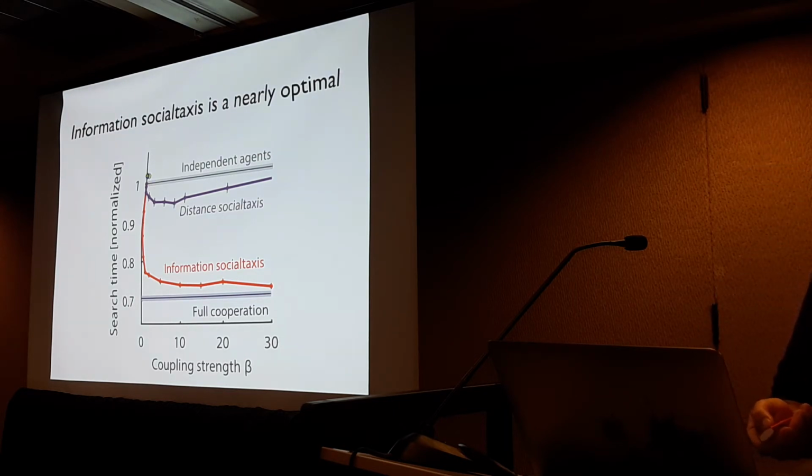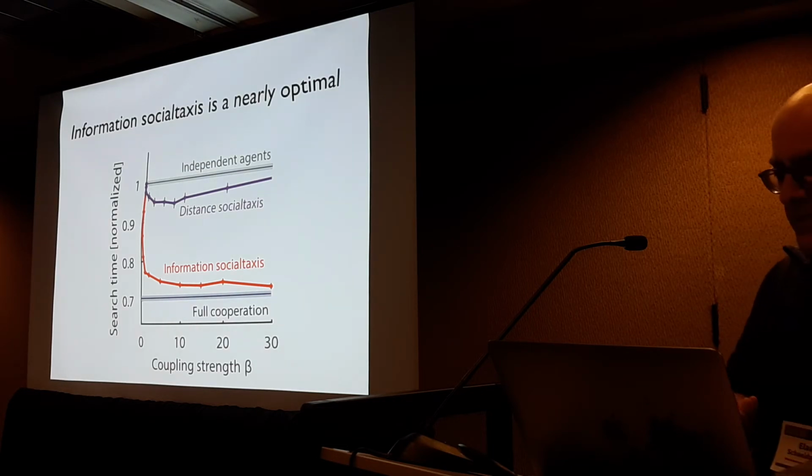So this is all normalized to how fast they would find the food when they are independent agents. At the bottom here is the case of full cooperation, when they make a decision by committee. This is what you get if you do the distance-based social taxes with different values of the coupling, this beta term, and the error bars are over many, many realizations. And this is what you get from the information social taxes, which very quickly goes very close to the optimal behavior. In fact, if you go even further up to here, it gets even better.